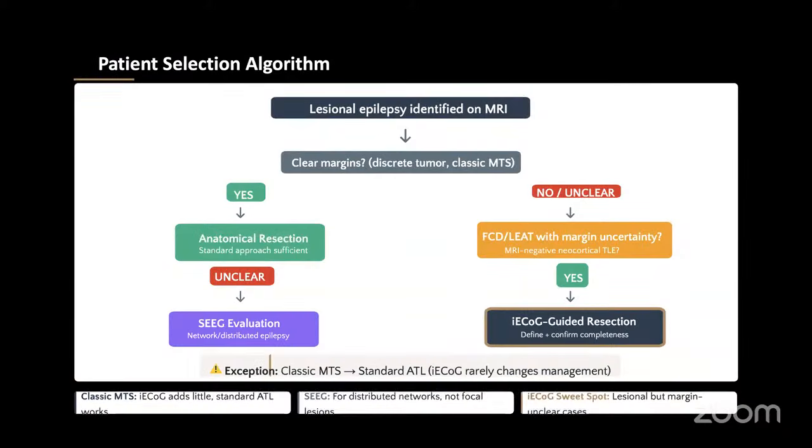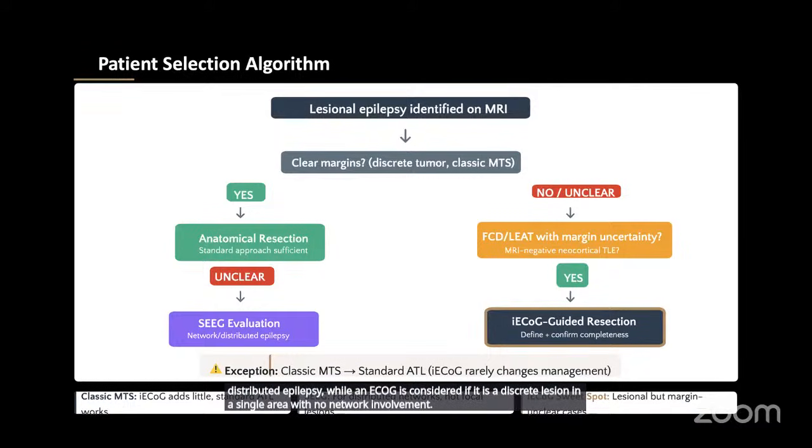The standard algorithm is if a lesional epilepsy is identified on MRI and the margins are clear, then we would proceed with anatomical resection. However, if the margins are unclear, especially on MRI, then you would want to consider either an SEEG or an ECOG. An SEEG is usually considered when it's a network or distributed epilepsy, while an ECOG is considered if it is a discrete lesion in a single area with no network involvement.